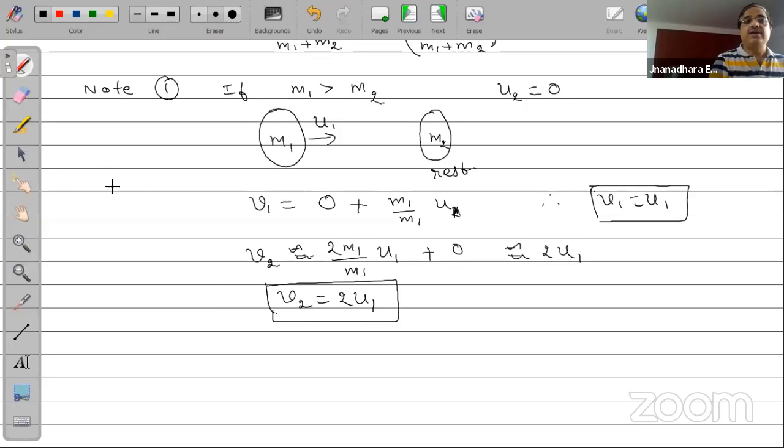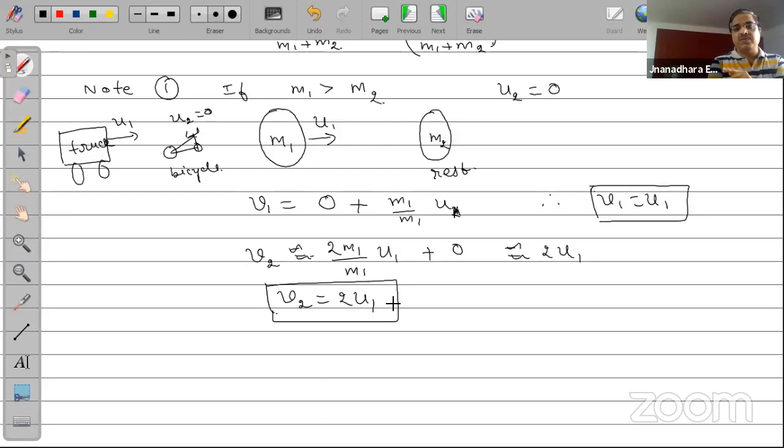In fact, we can think of this as a case where you have a lorry or a truck moving with some velocity u1, and there is a bicycle standing here with velocity equal to 0. When this truck comes and collides with the bicycle, this is exactly what will happen. The truck will continue with the same velocity, but the bicycle will get twice the velocity. You can keep this as information. When you solve problems, you can very quickly arrive at the answer, because the smaller body will always have twice the velocity of the bigger body.